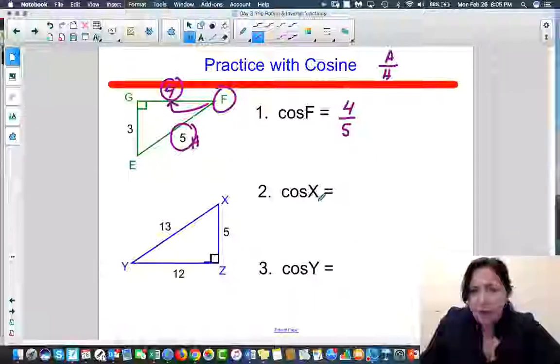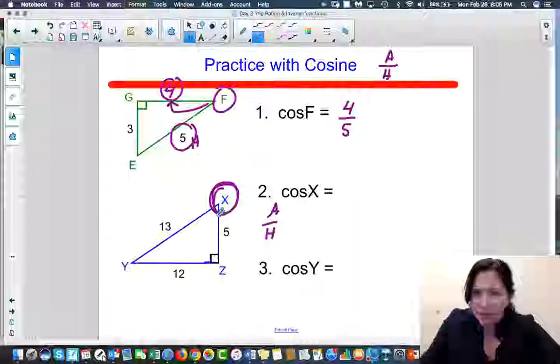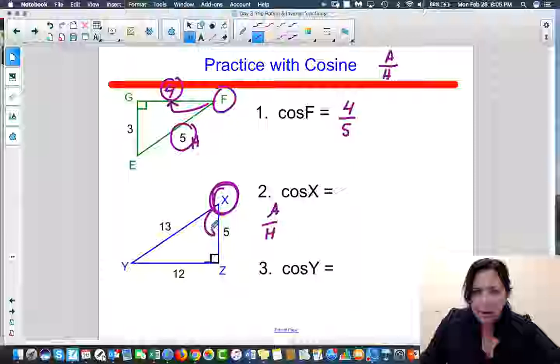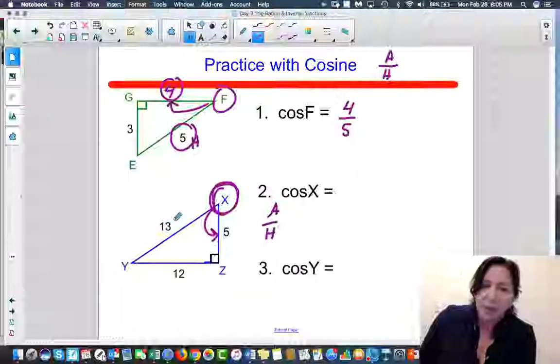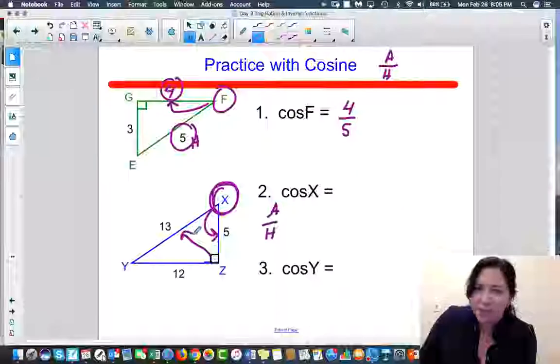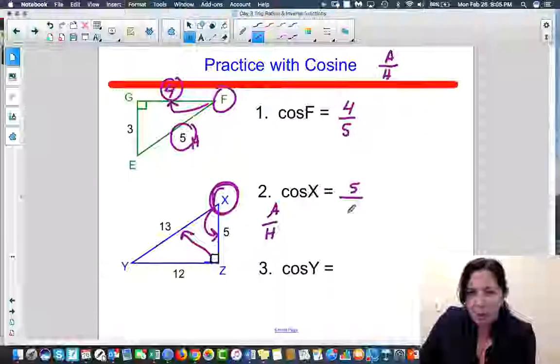Now, to find cosine of x, again, adjacent over hypotenuse. Here you put yourself at x. The adjacent side is 5, because the other side that's connected to my vertex is 13, but that value can't be an adjacent side because it's already a hypotenuse. So the adjacent side is 5 over my hypotenuse, which is 13.